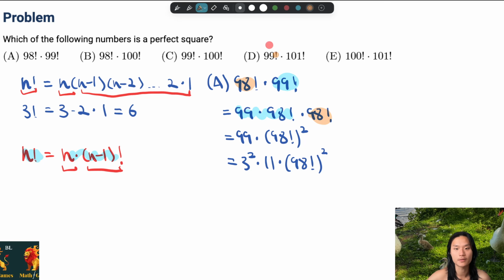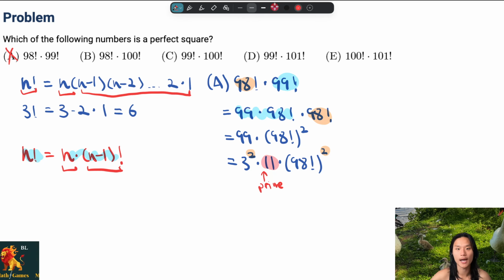Notice we have some squares and also the 11. Now, 3 squared and 98 factorial squared are squares, but because the number 11 is a prime number, we cannot further break it down. That means A is not a perfect square. Okay, so we're going to work our way across.